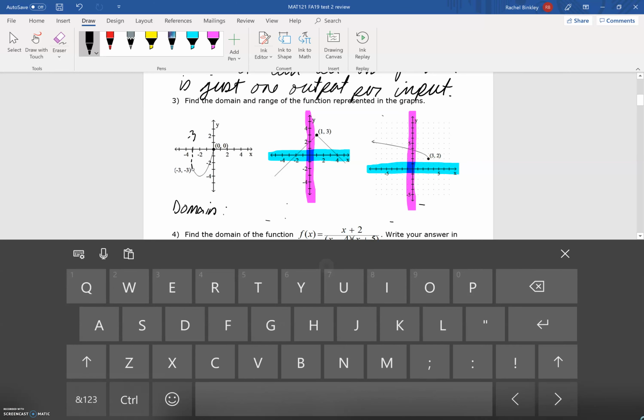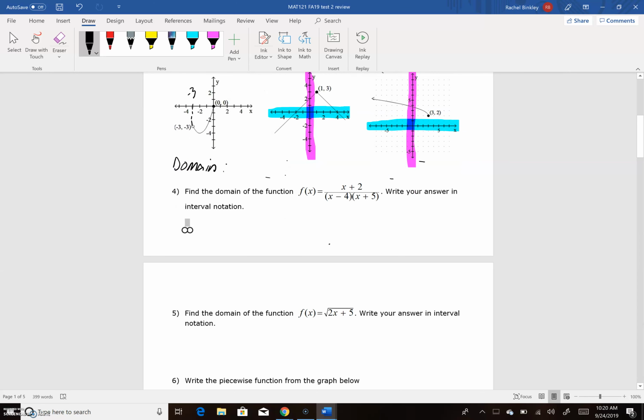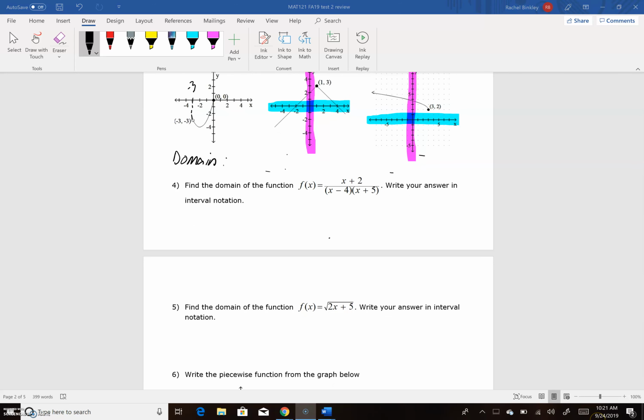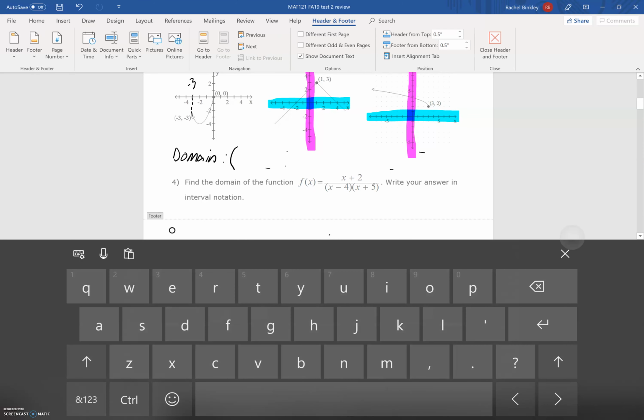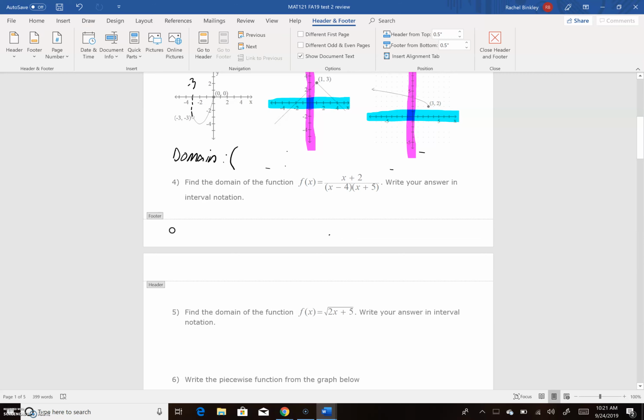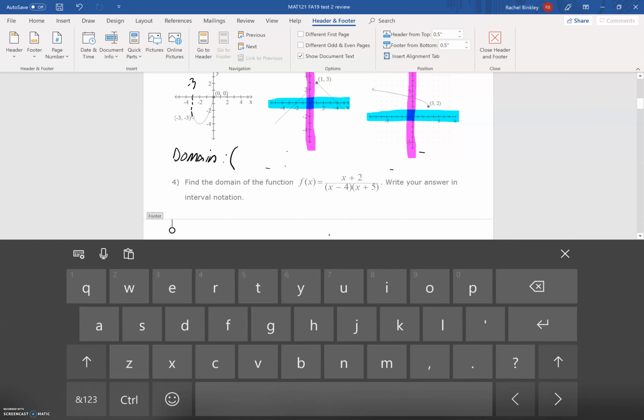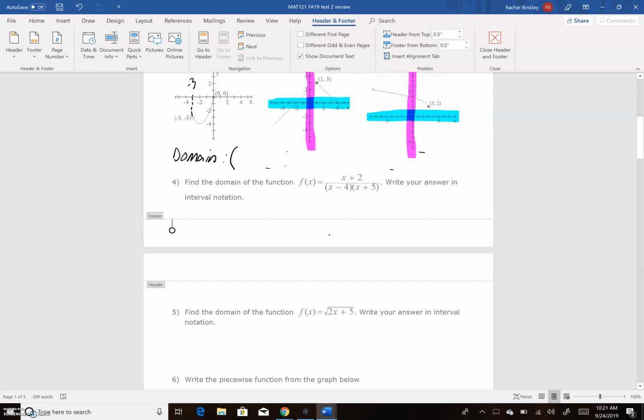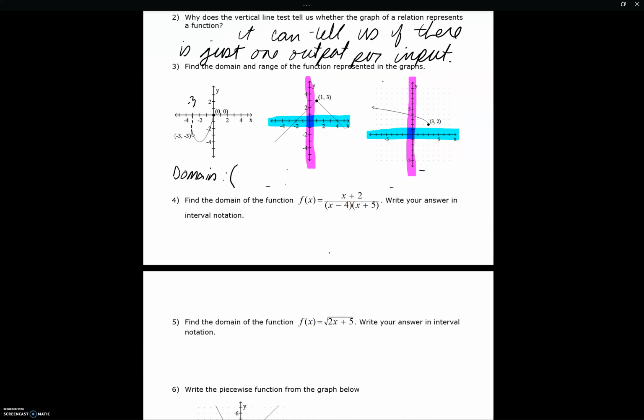So our domain is, because that's an open circle at the smallest number, we're going to put -3, comma, to the largest, which is 0, but it can be 0, so it's going to be like that.